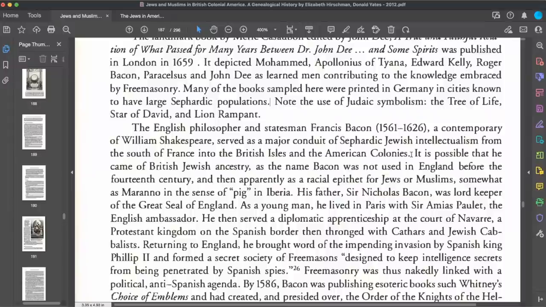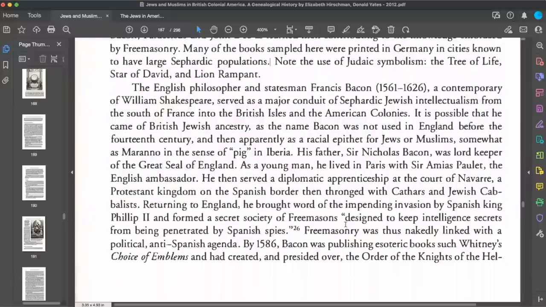It is possible that he came of British Jewish ancestry, as the name Bacon was not used in England before the 14th century, and then apparently as a racial epithet for Jews or Muslims, somewhat as Marrano in the sense of pig in Iberia. His father, Sir Nicholas Bacon, was Lord Keeper of the Great Seal of England. As a young man, he lived in Paris with Sir Amias Paulet, the English ambassador.